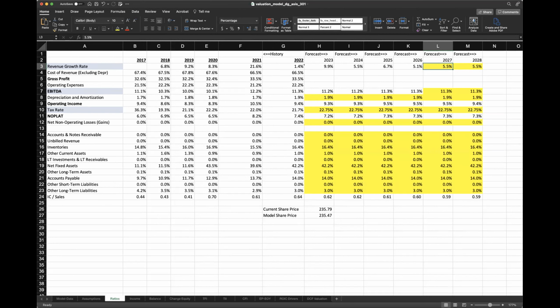So for the margins, I think I increased them to just like 11.8 and 12.2. And then the revenue growth, I did, I think just like 6.1, around like 6.6. And then I think I changed the assumptions to have a little bit higher revenue, which got the model share price to be around like 280.